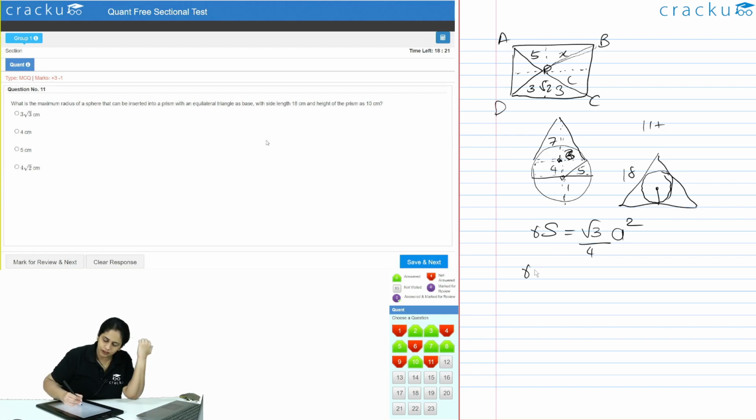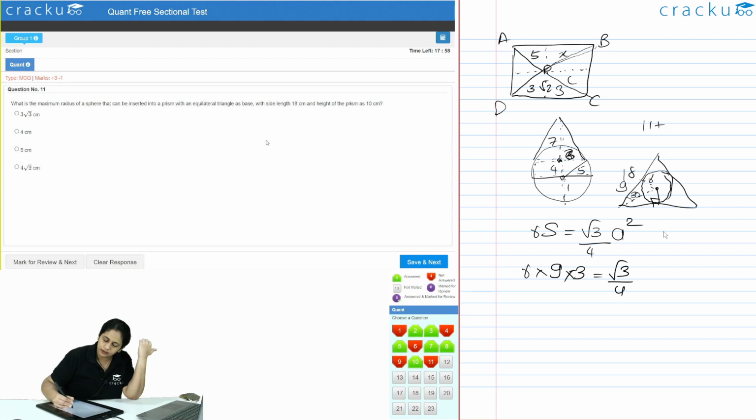So this would be R into 9 into 3 is equal to root 3 by 4 a square. So I'm checking, I'm not sure of the formula. So how much would this be? This is 9, this is R, and this would be half, so this would be 30 degrees.